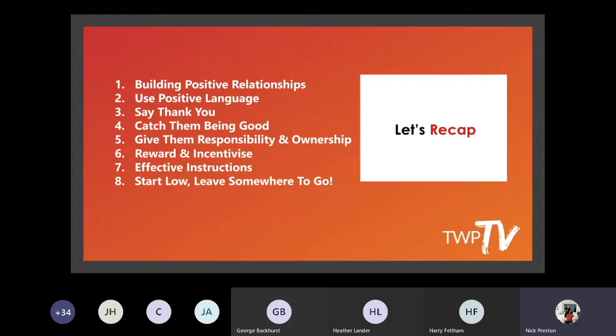Catch them being good. Making sure we're looking for every child. Remember we talked about scanning. Remember we talked about looking. Remember we talked about making sure that those children that don't always get seen, because they're the middle group that aren't loud, they're not noisy, they're also not the ones pushing the boundaries of the outcomes and the expectations of ability. Make sure we catch that group as well. We need to catch the whole group.